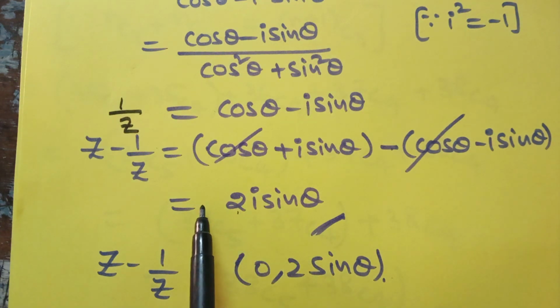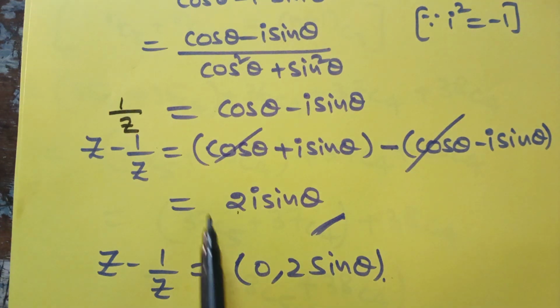There is no real part. Real part is not there, so what do we take? 0. So the answer is 0 comma 2 sin theta.